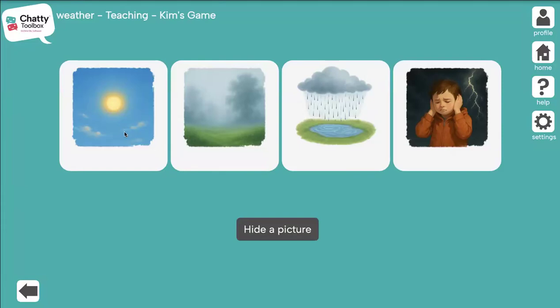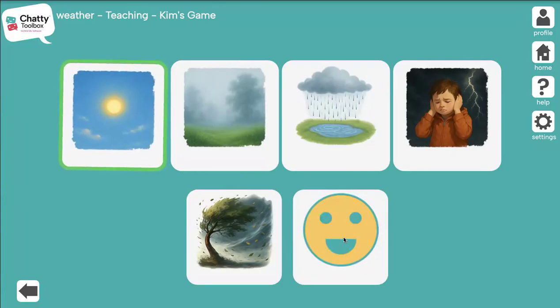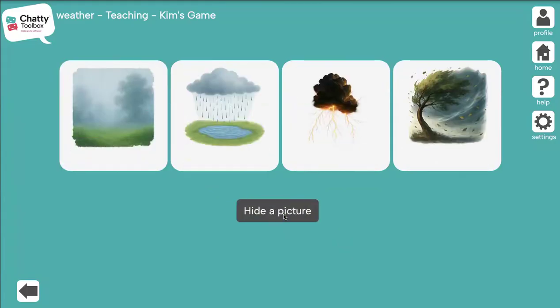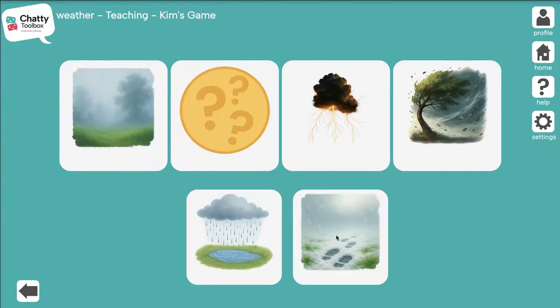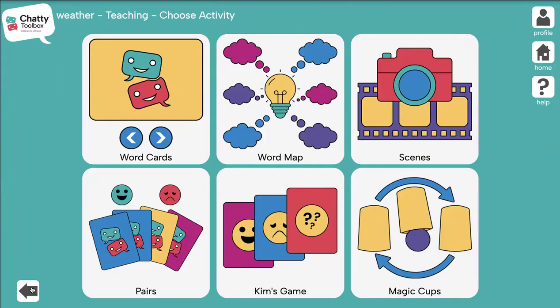We've got Kim's game. And here we would be saying it's the sun, it's fog, it's rain, and it's thunder. One of them's going to hide away. Was it wind or was it sun? And it was sun, obviously. And then we can spin again, get a new random selection. We've got fog, rain, lightning, and wind. Which one's disappeared? Was it rain or snow? Sleet, I think that one is actually. And it was rain. If you get it wrong, you just get a sad face and then you can guess again. So that's Kim's game.